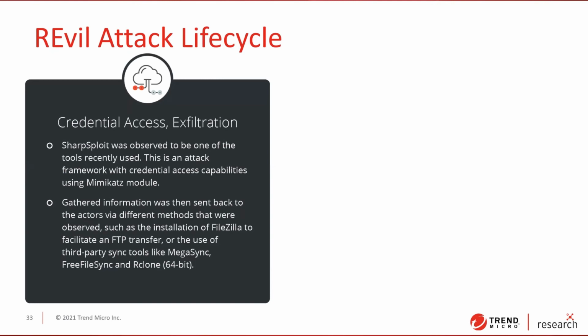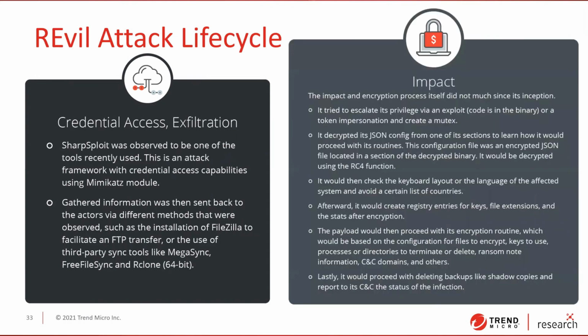Credential access and exfiltration was used by this group. So SharpSploit was observed as a tool to use. They also gathered information and sent it back to the actors via a number of different things. So FileZilla, for example, was used to do an FTP transfer. MEGAsync, FreeFileSync, and the 64-bit version of rclone were also used to exfiltrate the data. And they are a double extortion group, as I mentioned. So they're going to steal data before they execute the malware.